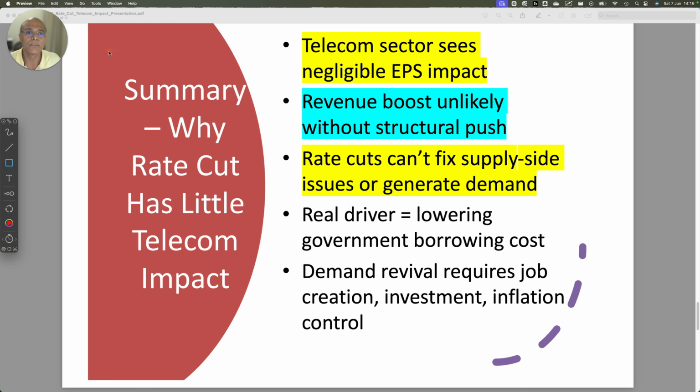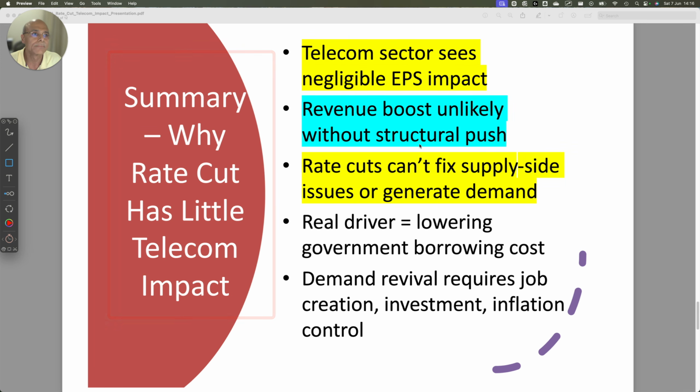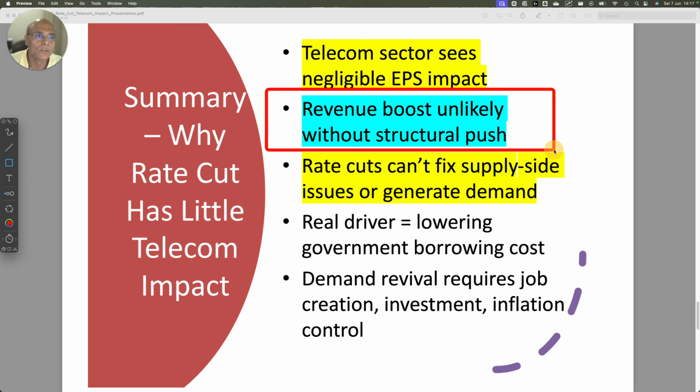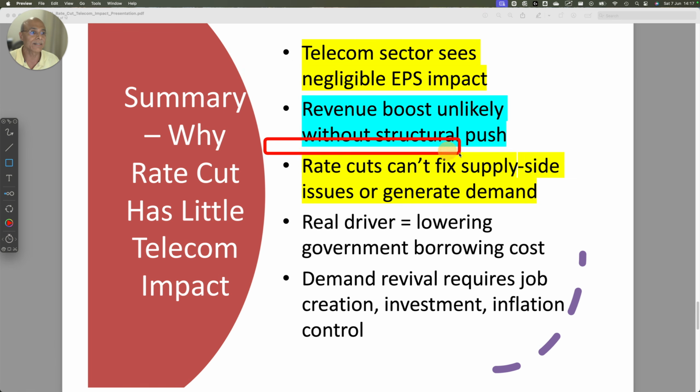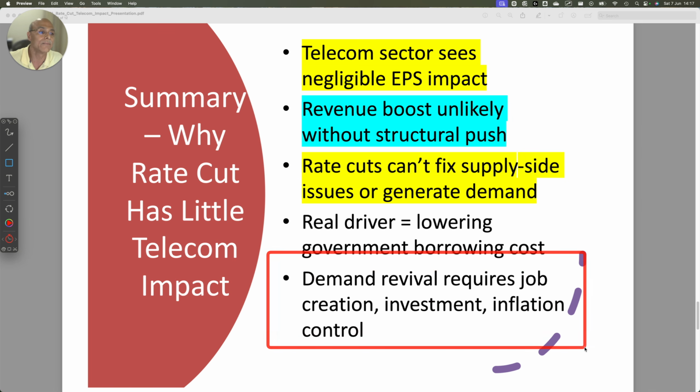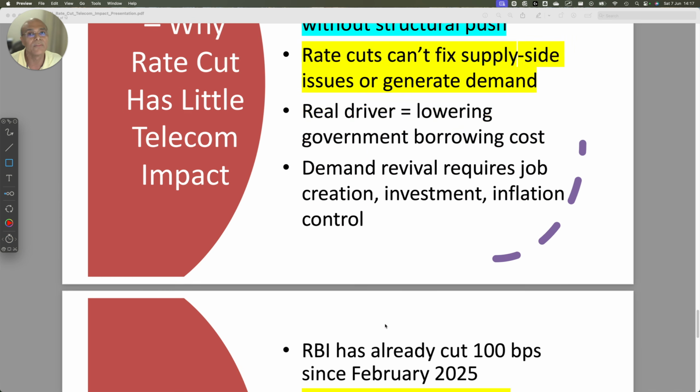So the summary is why rate cut has little impact on telecom, because telecom sector will see little or negligible impact on EPS, which I have explained to you. Because revenues are not going to increase, because revenues are driven by consumer. If the consumer doesn't have disposable income, why would the revenue increase? So revenue boost is unlikely without structural approach. Rate cut can't fix supply side issues to generate demand, right? So real driver is lowering government borrowing cost. That is the main thing. And demand revival requires job creation, investment, and inflation control.